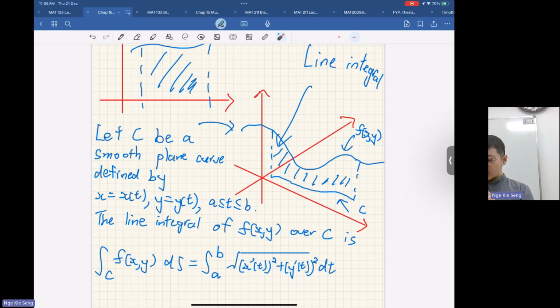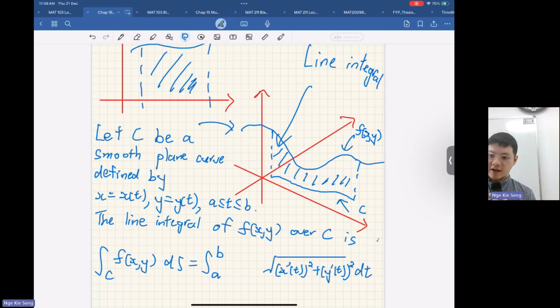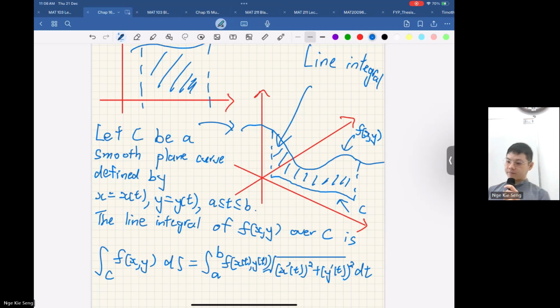Okay, so although this integral computes the area, if I put height 1 here, I just get the length. But now when we do the general line integral, we can change the height. We change the height function at every point, which is f of t. So this is the line integral we have to do.